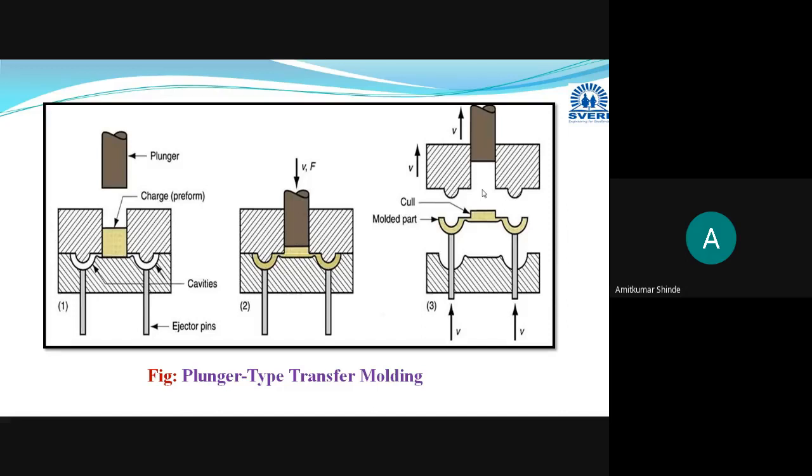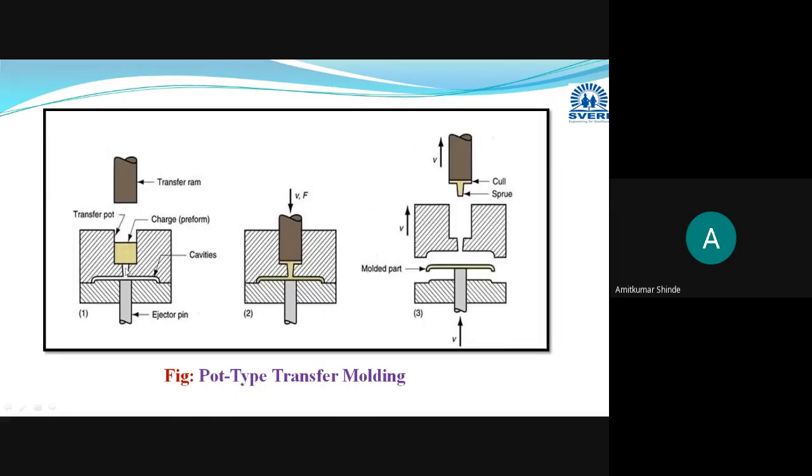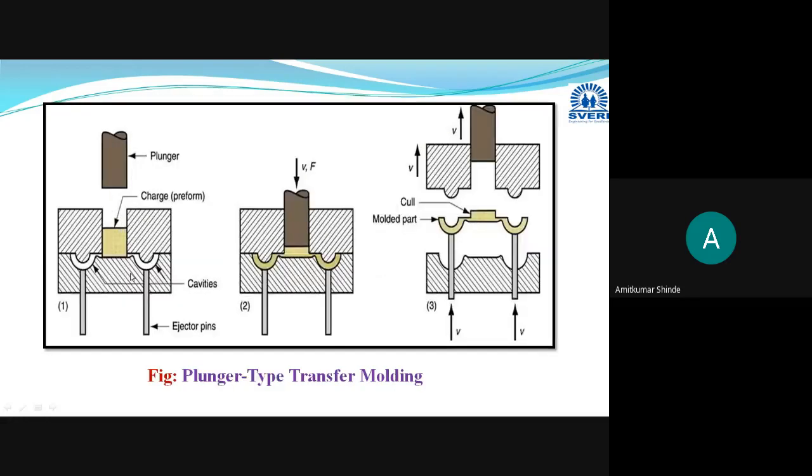Okay, now this is the plunger type transfer molding process. Here I will highlight the basic difference first. The transfer of the preform or charge from this transfer pot into the cavity will occur through horizontal or lateral channels, hence it is termed a plunger type transfer mold. In the pot type, transfer takes place through vertical channels, while here the transfer takes place through horizontal channels. The remaining process is generally the same. Notice another difference. This is the first difference.